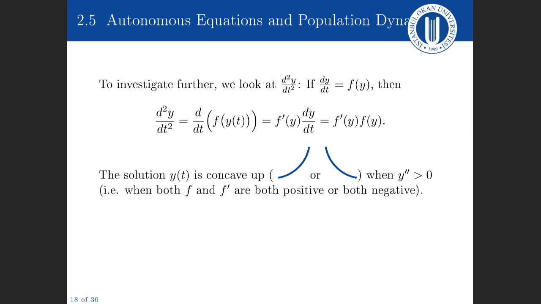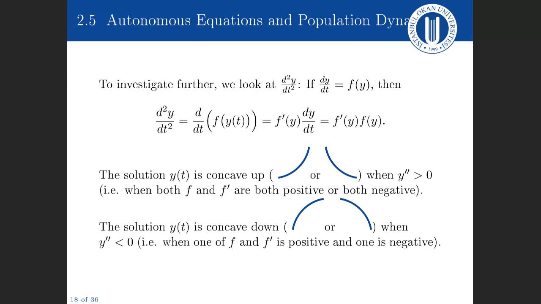We know that the solution will be concave up, either the left curve or the right curve, when the second derivative is strictly positive. How do we get the second derivative strictly positive? We must have either f prime and f both positive, or f prime and f both negative.